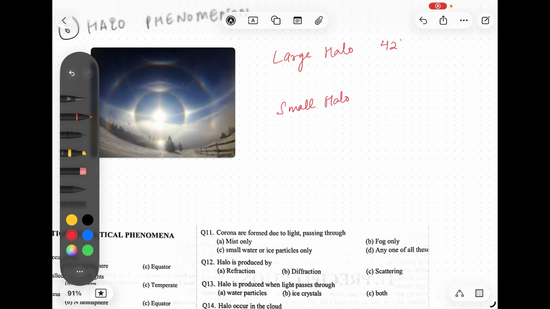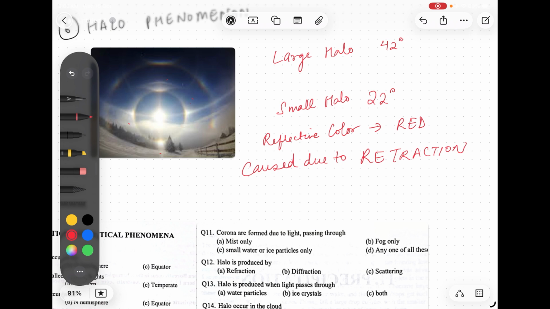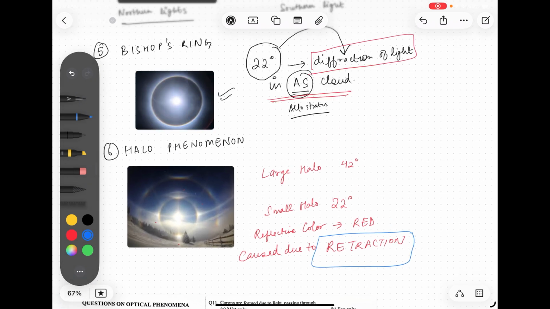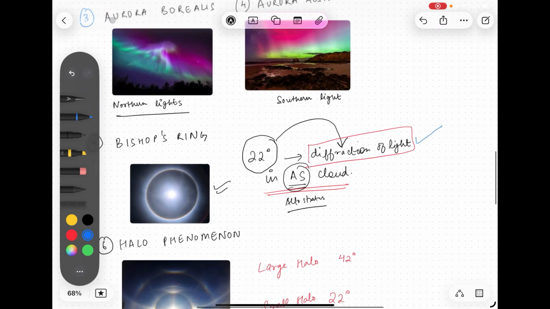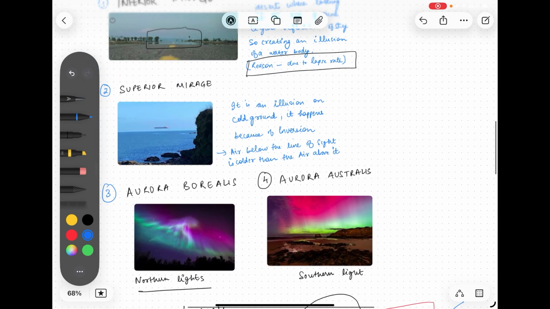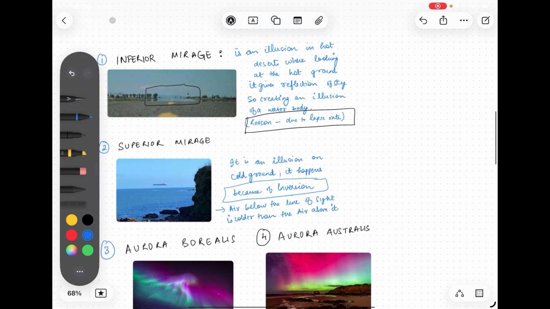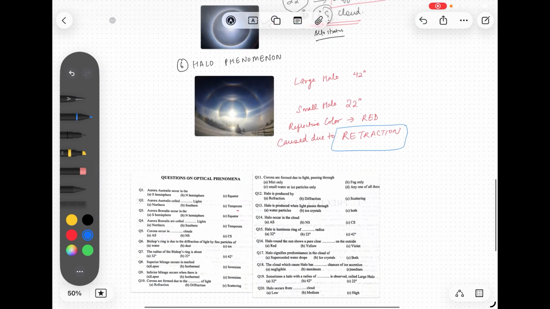The large one is 42 degrees in size and the smaller is similar to bishop's ring, that is 22 degrees. What is the reflective color here? The major difference is that the reflective color is red. This halo phenomenon is caused due to refraction of light, very important, and this one was caused due to diffraction of light. These are the lights that we've already discussed. This was due to the inversion, and this was due to the lapse rate, inferior mirage and superior mirage. So that's it. I think that's all about the topic.